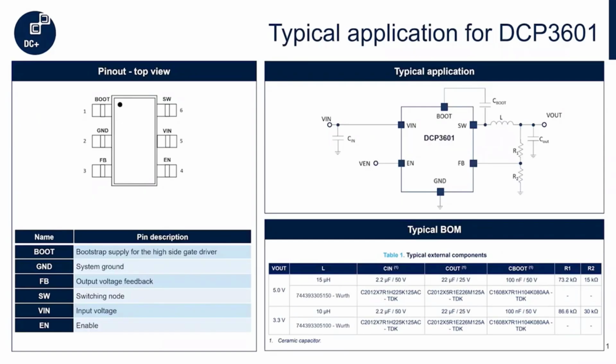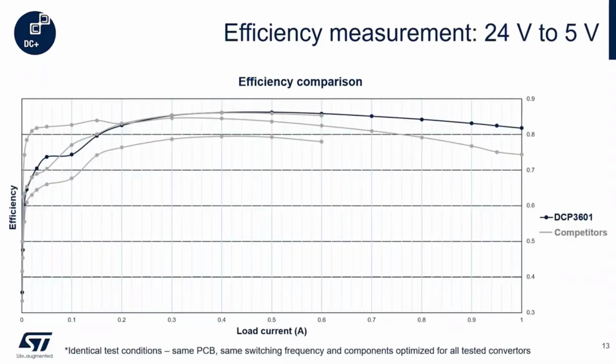And the typical applications, very simple to use device. It's an adjustable device. So the DCP3601, you can set the output voltage by using a couple of feedback resistors. And we actually include some guidelines on the more popular output voltages like 5 volt and 3.3 volts. So you have a preliminary selection of inductors, input, output, and bootstrap capacitors. So again, we want to make this as easy as possible for customers to use.